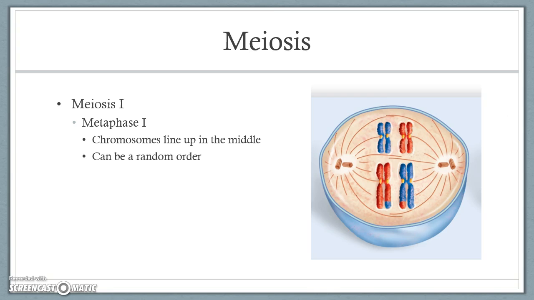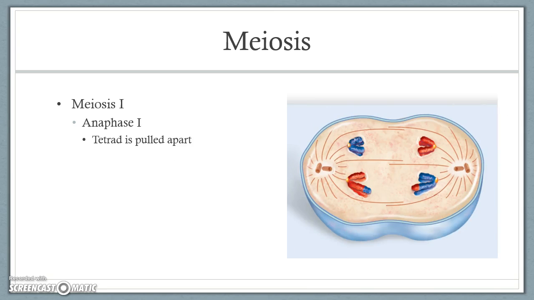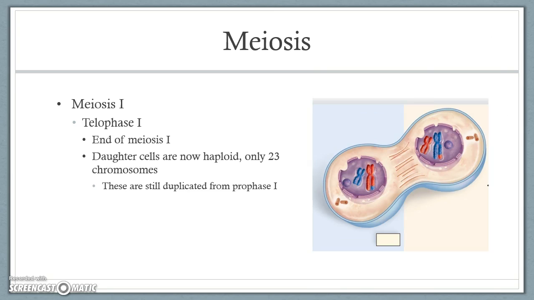In metaphase I, the tetrad lines up in the middle of the cell. In anaphase I, the tetrad is pulled apart. Meiosis I ends with telophase I. The cells begin to separate, and each daughter cell is now haploid, with only one of each chromosome. But notice that they are still duplicated, but only one from mom or dad. Both of these daughter cells will go on to Meiosis II.